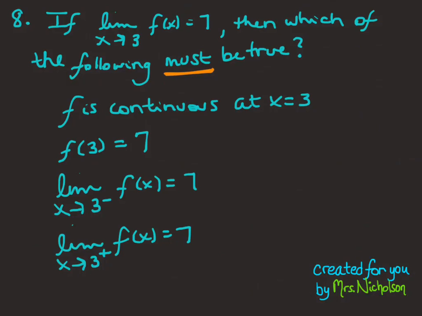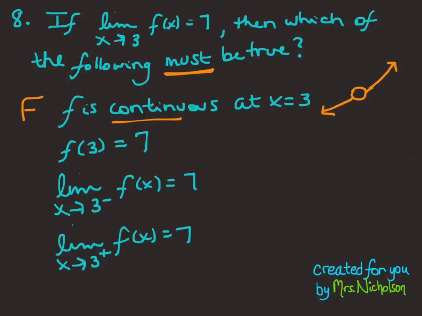So let's think about the different statements that are here. F is continuous at x equals 3. Well, right now all that I know is that a limit exists. But the limit, remember, could be a hole. Even if your graph looks like this, a limit still exists, but there could be a hole. And so that means that f does not have to be continuous at x equals 3. It might be, but it doesn't have to be. So we're going to say that one's false.